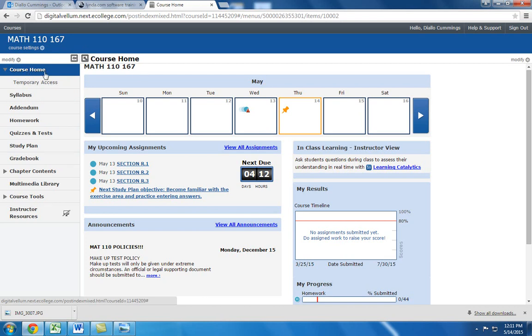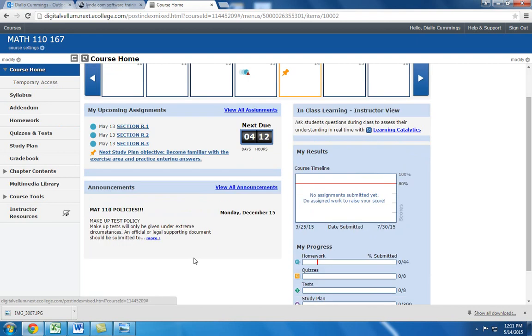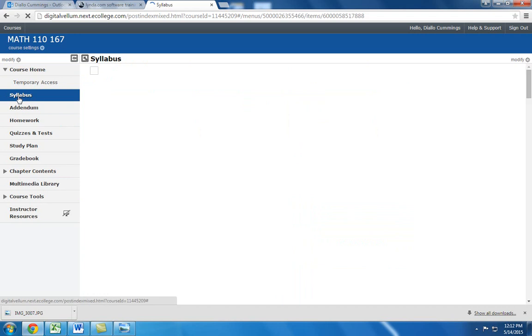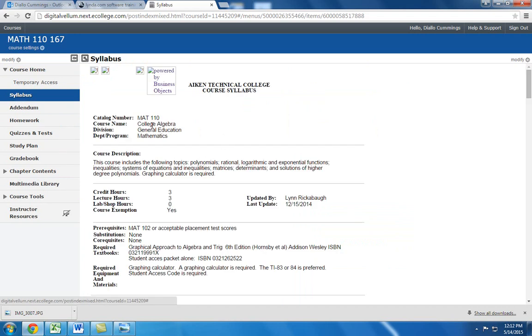When you first arrive to My Math Labs Plus, you'll enter the home page, and I will from time to time update this announcements page. The next tab we'll take a look at is the Syllabus tab, and here's the syllabus for Math 110 College Algebra. This is a 3 credit hour course.